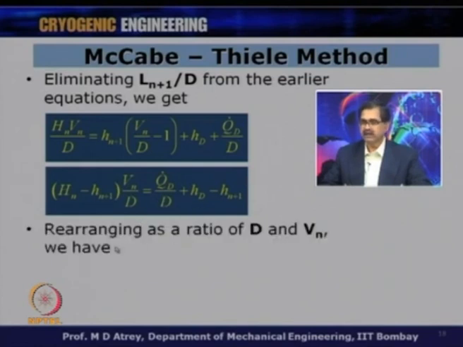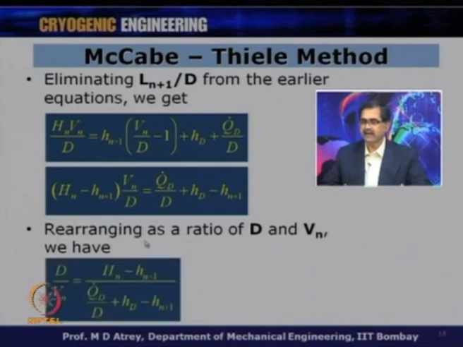So, here I can rearrange the whole thing and get D by V as this expression. What does it mean? What is D? It's the moles of top product coming out, and what is Vn? The moles in vapor form which is entering the control volume. So, D by V actually represents something. Vn is entering the control volume, D is leaving the control volume.